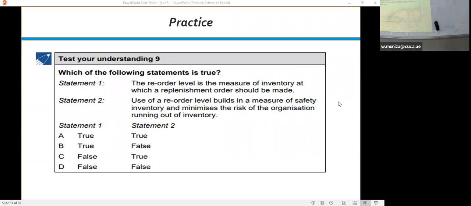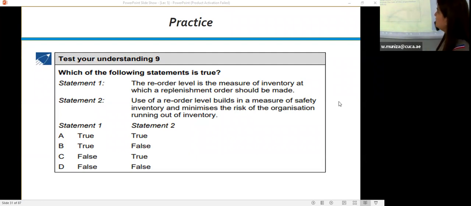Okay, now which of the following statements is true? The reorder level is the measure of inventory at which a replenishment order should be made. Replenishment, refill, you can say. Is it true? Yes, it's true. What is the reorder level? How much quantity of inventory must be there when we have to refill, when we have to reorder? So refill order.